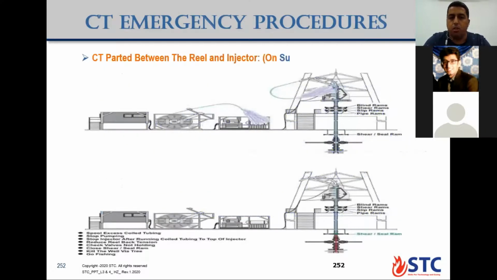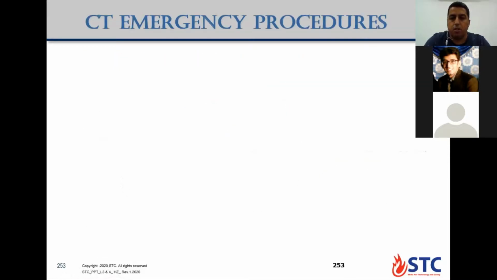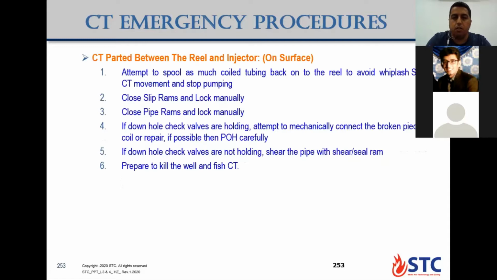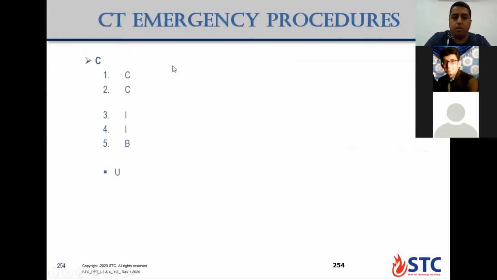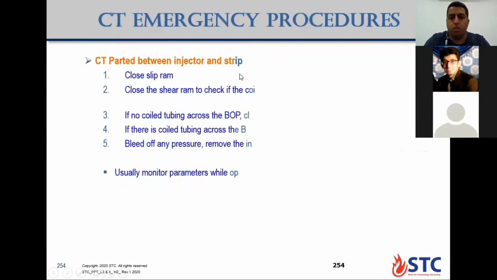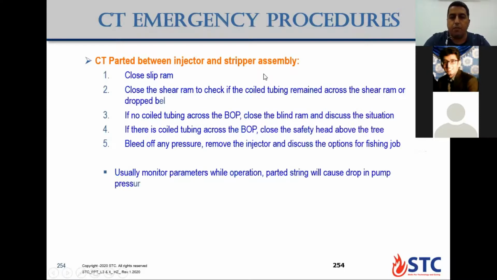Another situation, coil tubing is parted between the reel and the injector at the surface. You see here there is a cut, so you need to take immediate action. In this situation, coil tubing parted between the injector and the stripper at the surface.